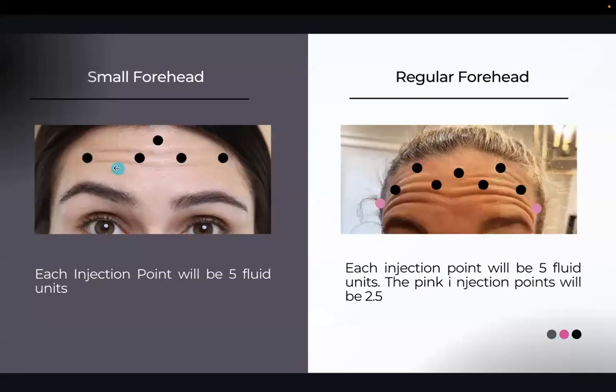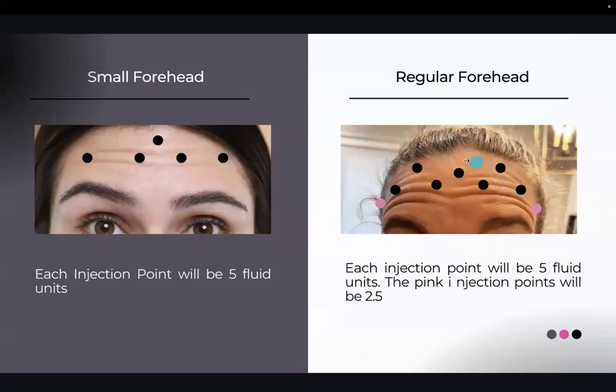All right, so this is what a small forehead would look like. You can see I have those 4 on that first row, and then this particular patient required 1 more. So I just did nose straight up, for a total of 5. You do get about a 1 centimeter diffusion around each injection point.